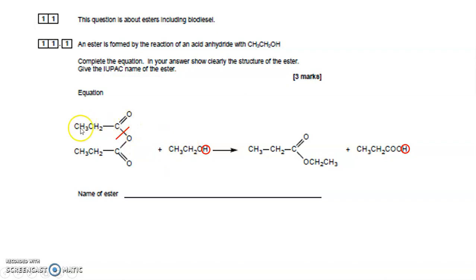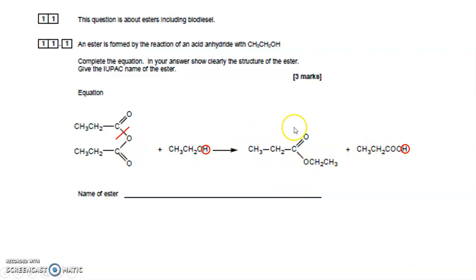So here you can see again CH3, CH2, CO has now, where it's broken off here, that C has got the OCH2, CH3. And this bottom half, the CH3, CH2, COOH, it's got a carboxylic acid group, that's propanoic acid.